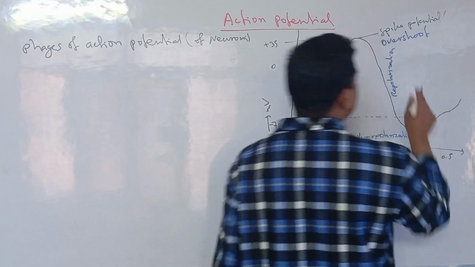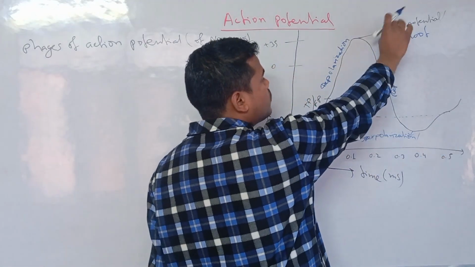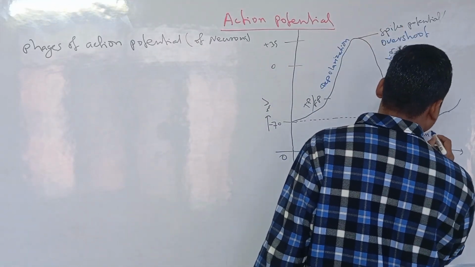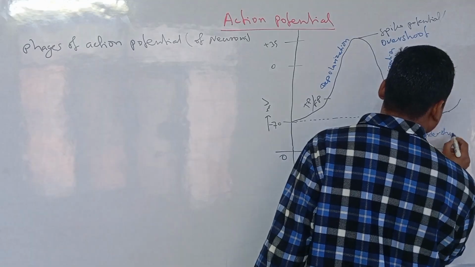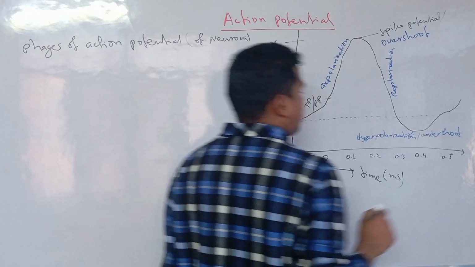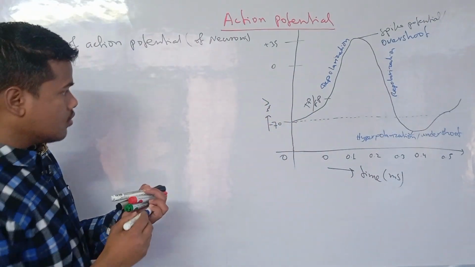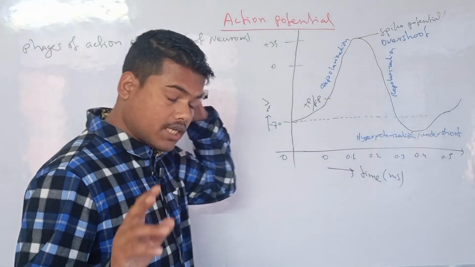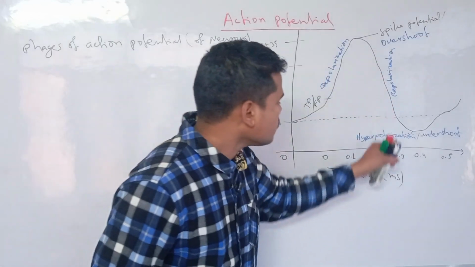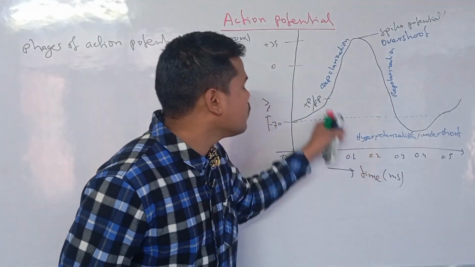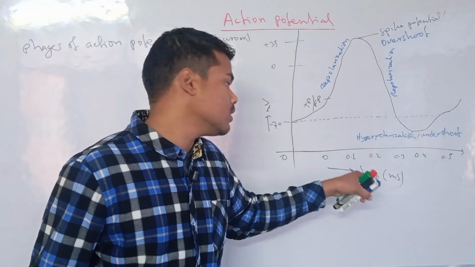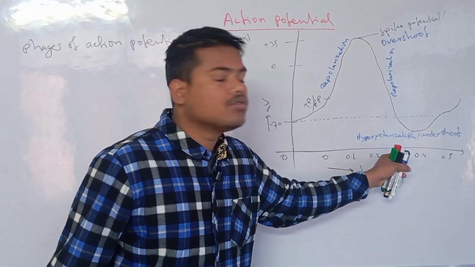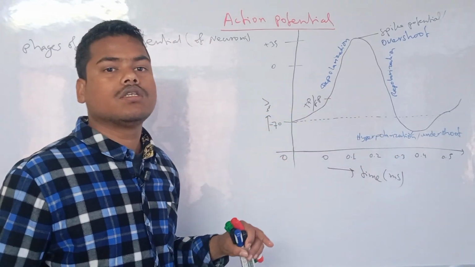And the opposite of this overshoot, you call the undershoot. So see here, one cycle of the action potential is established and terminated within a fraction of a millisecond, that is within 0.2 to 0.3 millisecond.